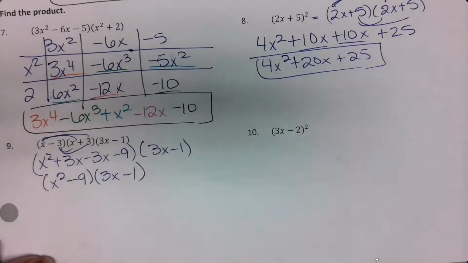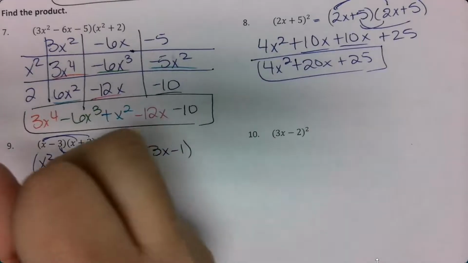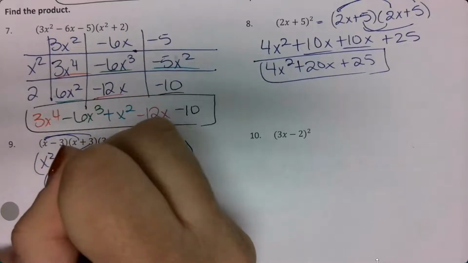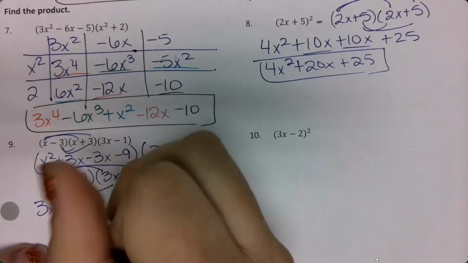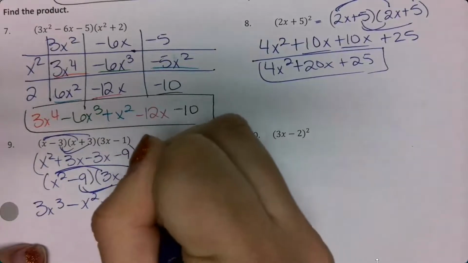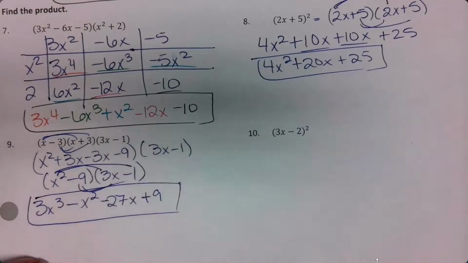So I have two terms in both of these that I'm multiplying together. x squared times 3x is 3x cubed. x squared times negative 1 is negative x squared. Negative 9 times 3x is negative 27x. Negative 9 times negative 1 is positive 9. And then I have nothing I can combine, so this is my final answer.